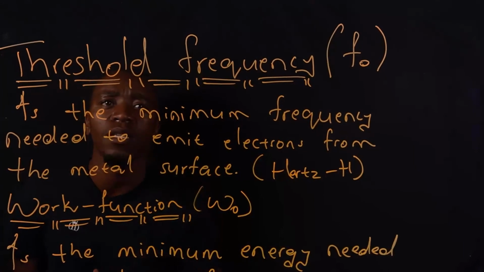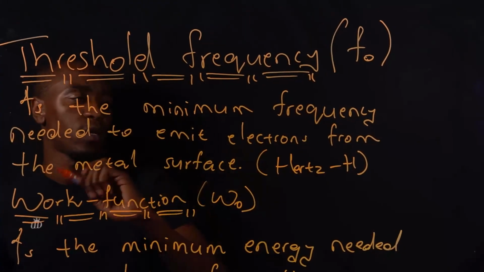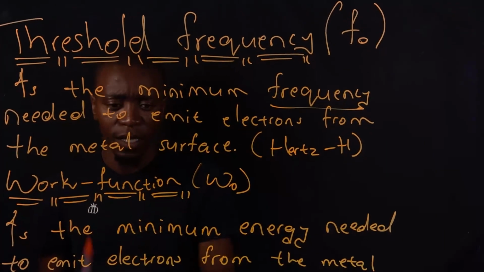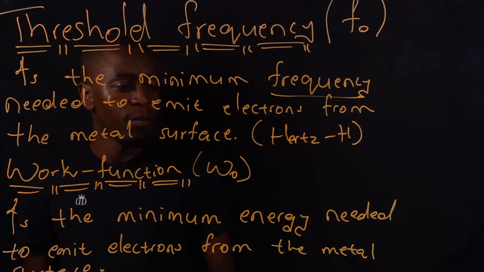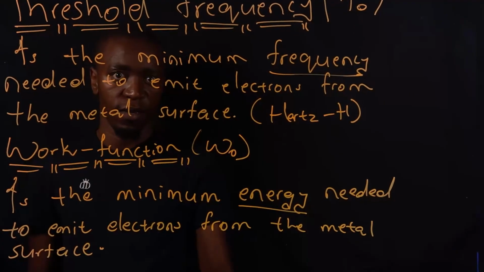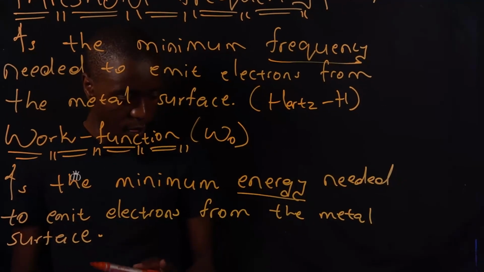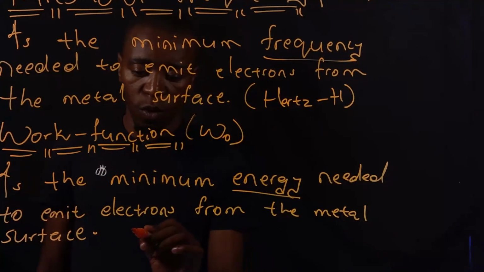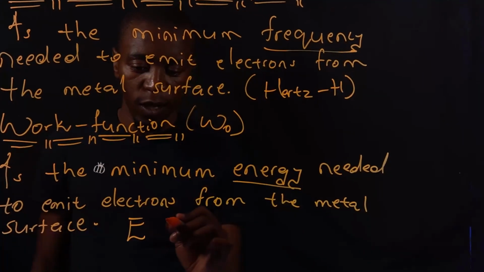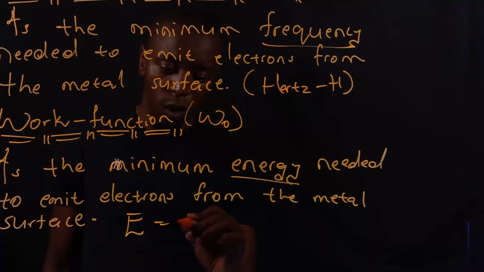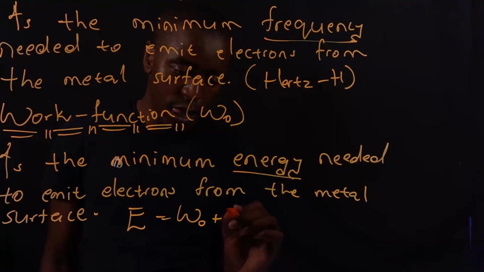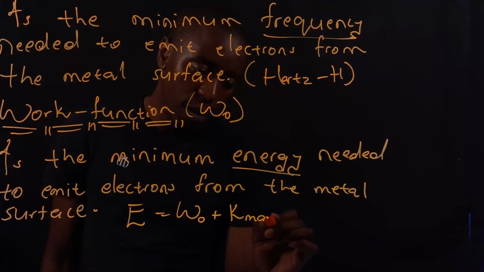So we have threshold frequency, the minimum frequency that is needed to emit electrons from the metal surface, the same way as the work function is the minimum energy that we need to emit electrons from the metal surface. So, what do we know? We know that this is the energy of a photon. Energy of a photon is equal to work function plus kinetic energy maximum.